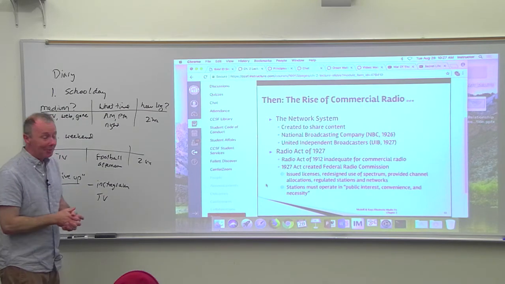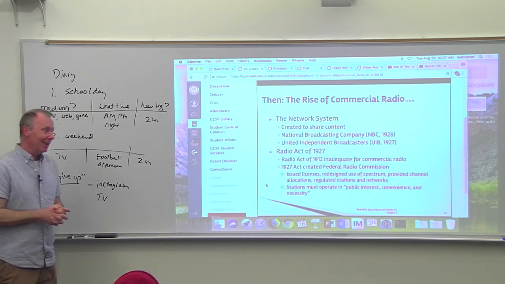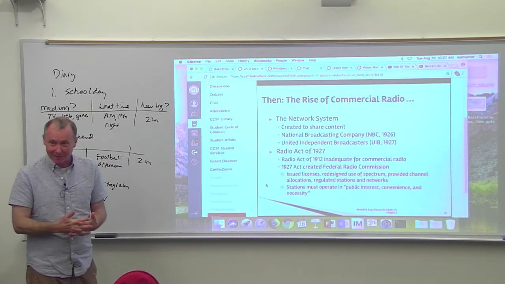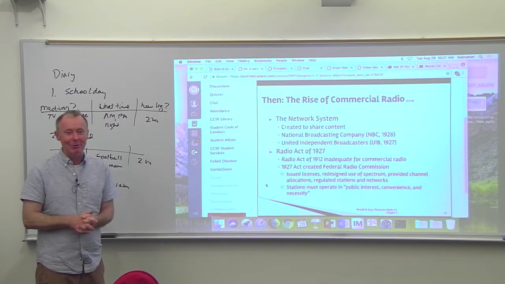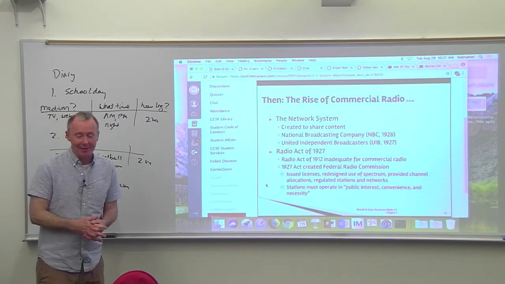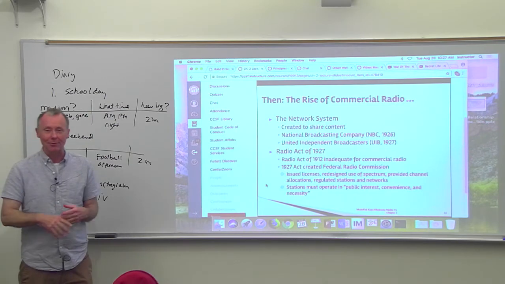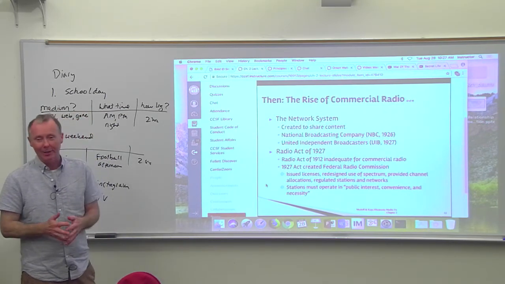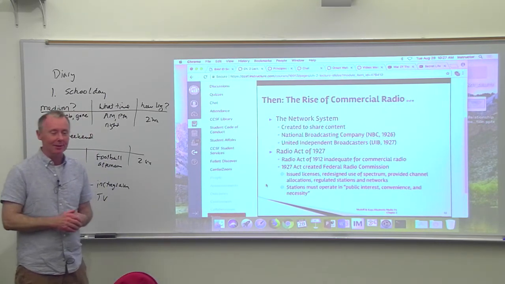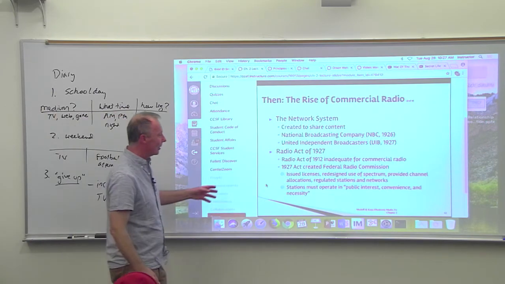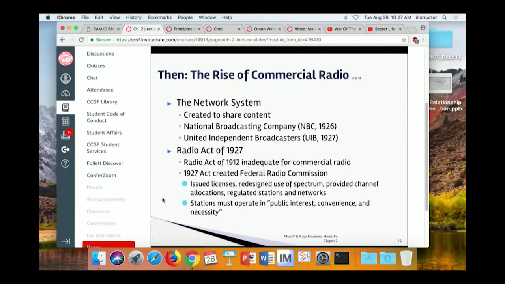So another principle that we see is private industry doesn't like regulators. They don't want people messing with their business. But a certain amount of regulation is absolutely necessary for business to actually work. Otherwise, it's a free for all. So this is cleared up with the creation of the Federal Radio Commission.